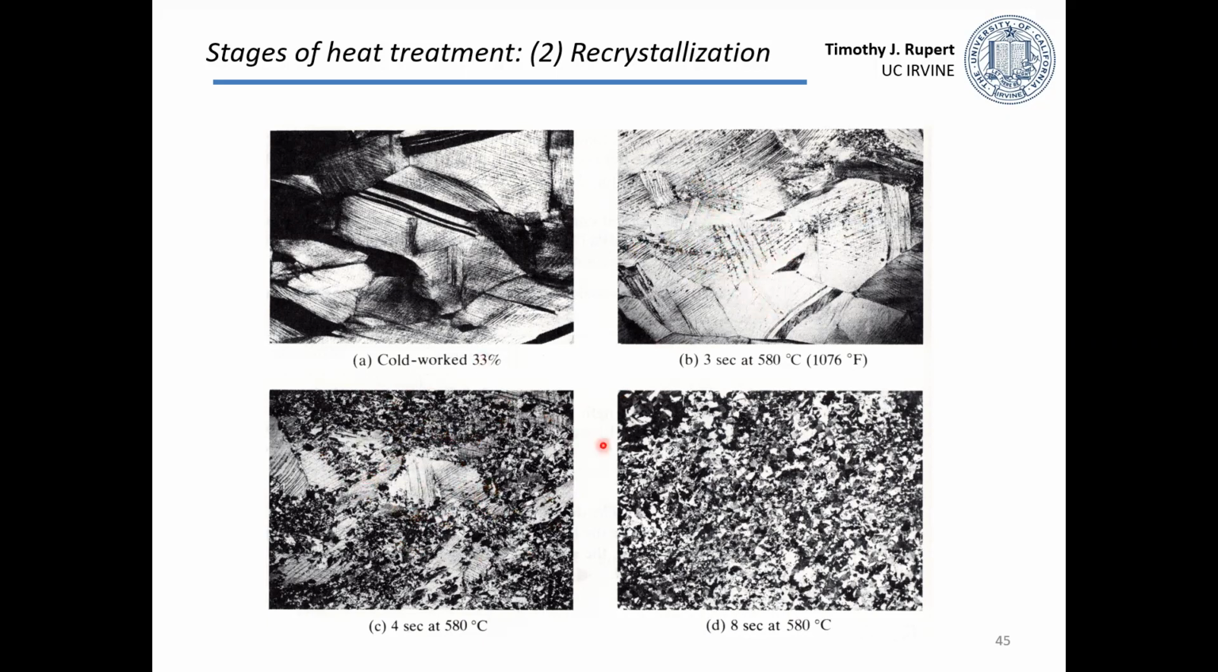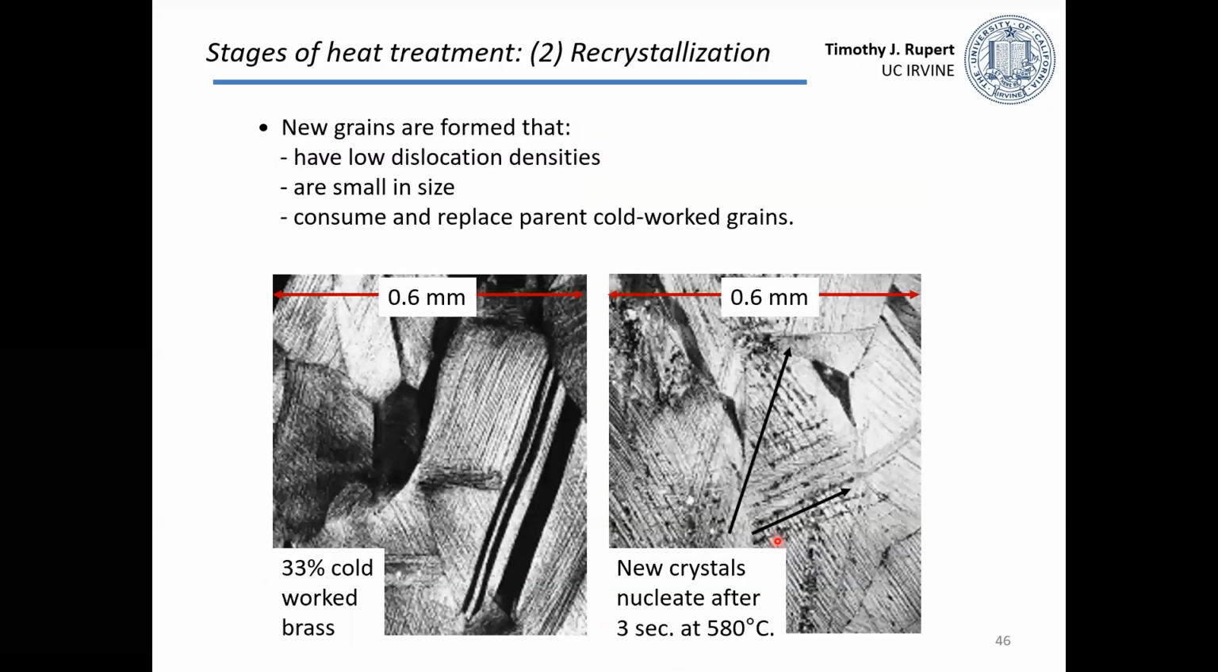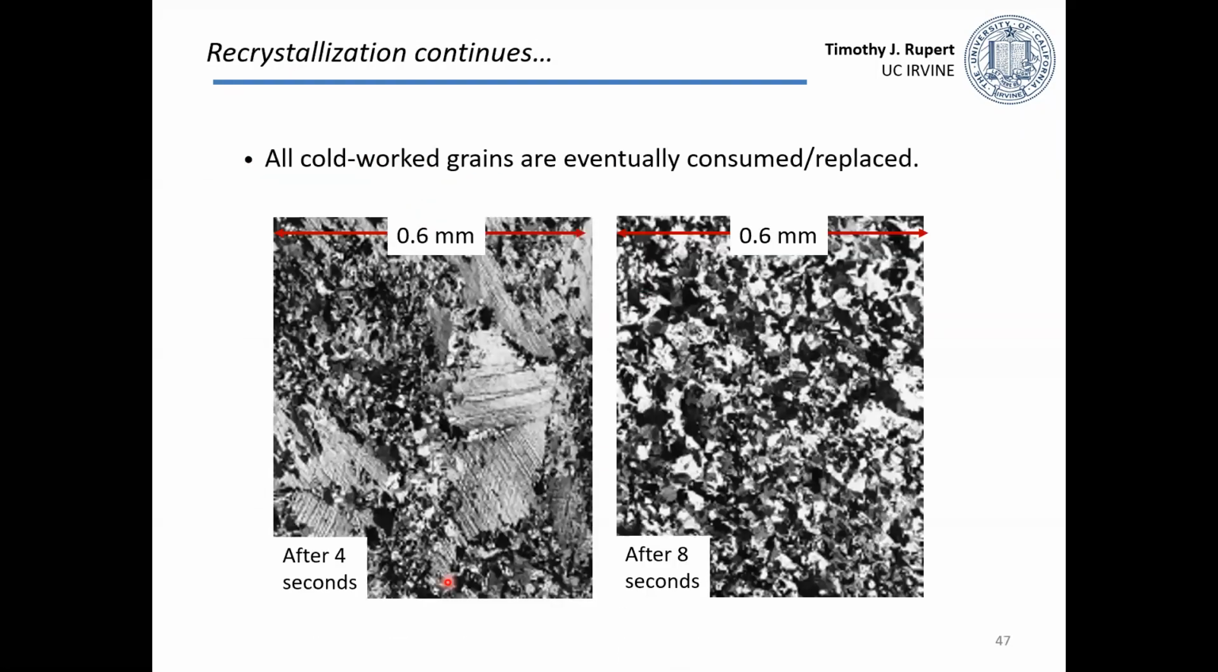Those grains start to encompass all of that heavily deformed area, and by some time, we no longer have those large, heavily deformed grains. We instead have small, tiny little crystals. So these new grains are formed where we have originally had high dislocation density, but now they are new and perfect, so they have low dislocation densities. They're generally pretty small in size, and they're going to consume and replace those cold worked parent grains. And eventually they'll fully take over and replace those.